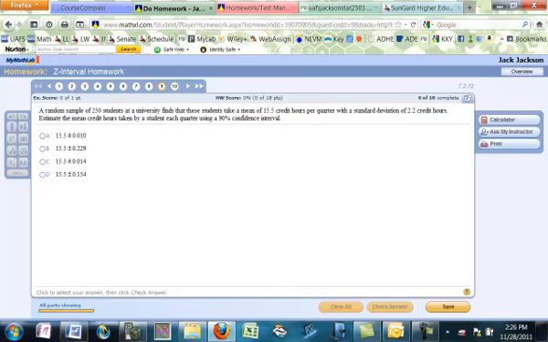Okay, this will work. We have a random sample of 250 students at a university, and we have a mean of 15.5 credit hours taken per quarter, so they are on a quarter system rather than a semester system, and it has a standard deviation of 2.2 credit hours. Estimate the mean credit hours taken by a student each quarter using a 90% confidence interval.